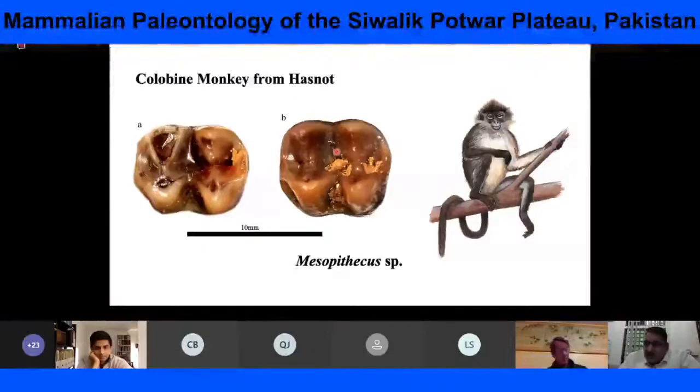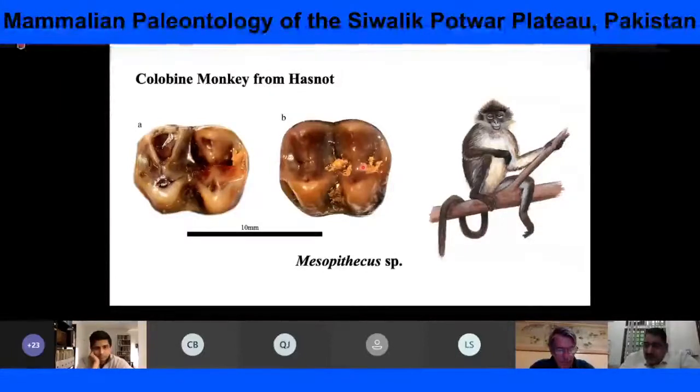This geometry means that colobines have longer molar crests than cercopithecines, and that the molar crown exhibits less flare. The maxillary third molar is often smaller than the other upper molars owing to a reduction in the size of the distal lobe, this one.